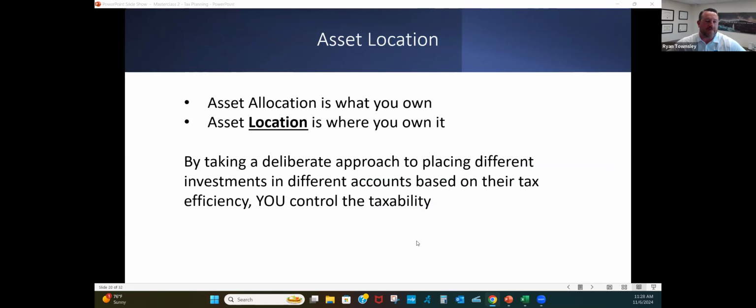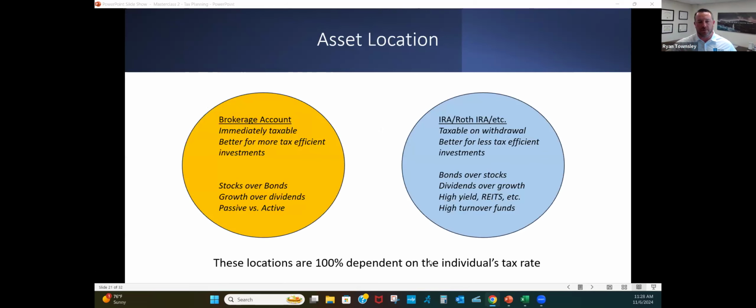This is one of my favorites. It's asset location, right? Asset allocation is what you own. Location is where you own it, right? So if you take a deliberate approach to placing different investments in different types of accounts, you as the advisor can help the client control the taxability of those, right?